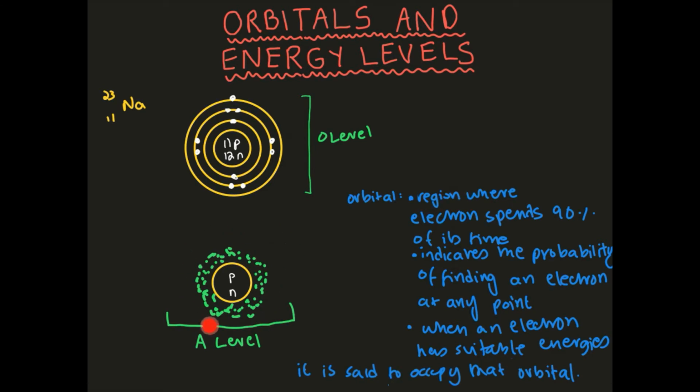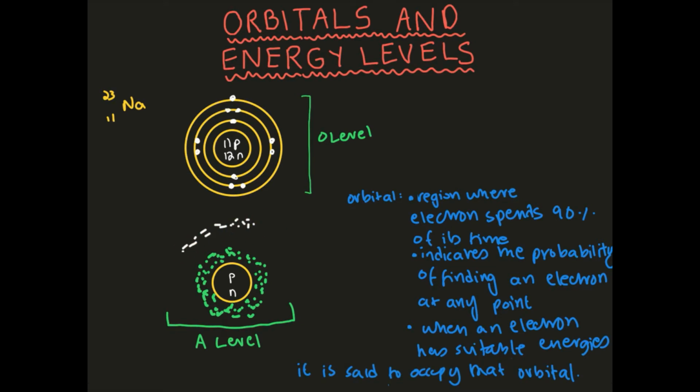And the region is represented by the green dots that I've made over here. And this region is going to be where an electron spends 90% of its time. And this indicates the probability of finding an electron at any given point. So when an electron has suitable energy, it is said to occupy that orbital. So you can even have another orbital outside this, in this region over here. And if your electron possesses more energy, it can be in this region.